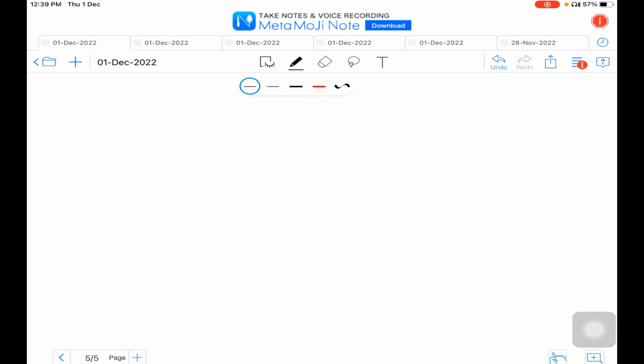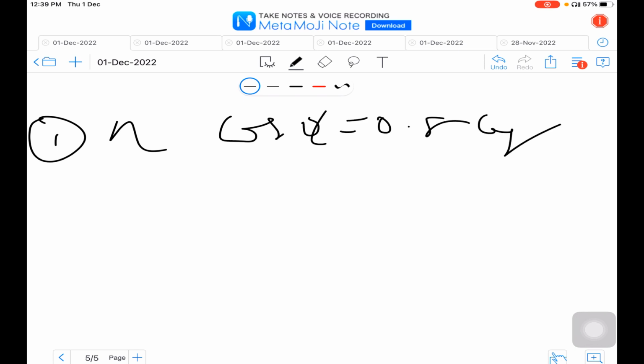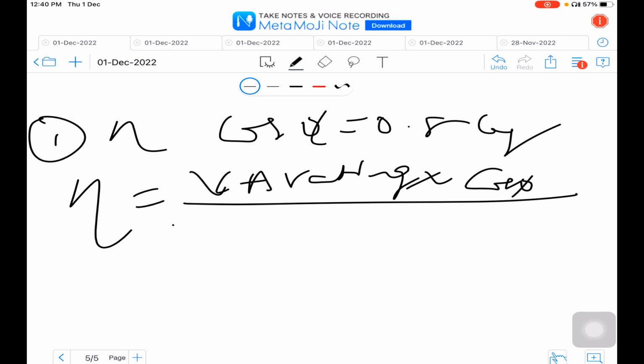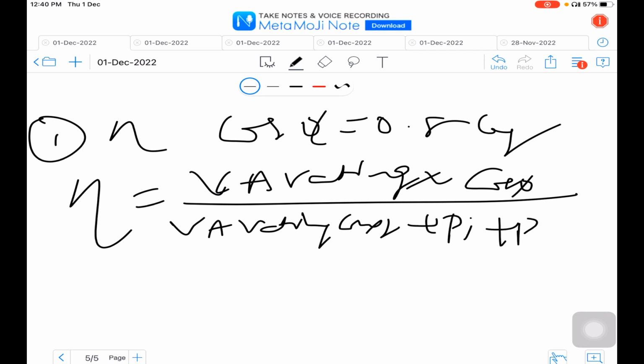The first parameter was efficiency on full load at cos phi 0.8 lagging. We know the efficiency formula: efficiency is equal to VA rating into cos phi 2, divided by VA rating into cos phi 2 plus PI plus PCU full load. We have found all the readings. When you substitute, we will get efficiency as 97.32%.